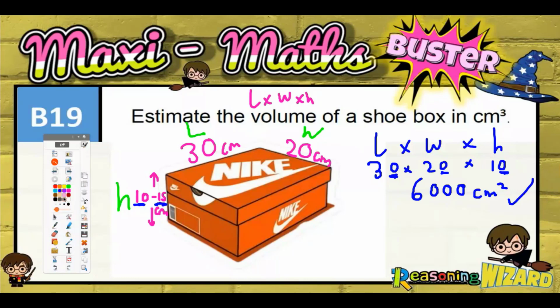If you wanted a slightly more difficult estimate, what you could do is do this instead. So you could go 30 times 20 times 15, and then you could leave the 15 till the end and just do 30 times 20. Well, 30 times 20, 3 times 2 would be 6. Then you've got 2 zeros to put on, so that'd be 600. So it'd be 600 times 15.